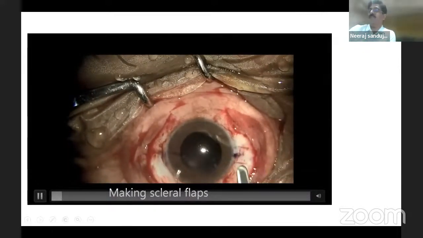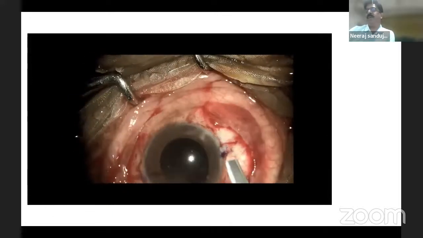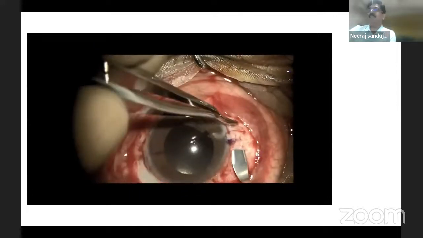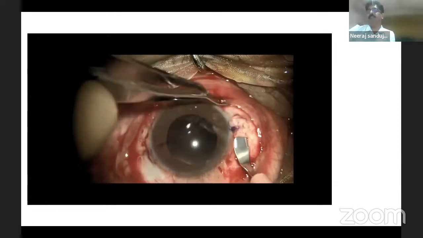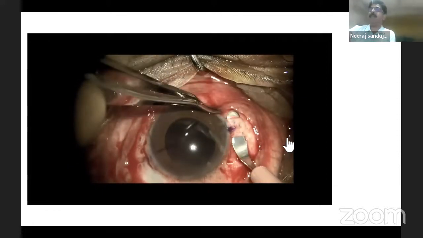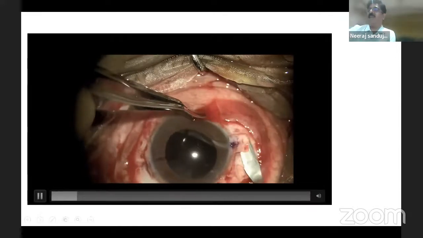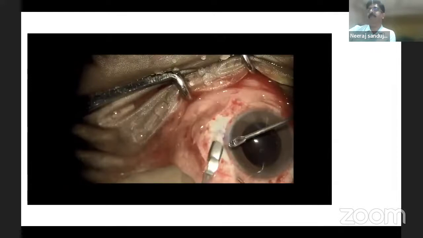You can see we are making scleral flaps 180 degrees apart in the horizontal meridian. The thickness of the flaps has to be done in such a way that it is 2/3 anterior and around 1/3 posterior thickness. It has to be done with a crescent blade. You can see that the scleral flaps have been made. Now on the opposite side, we are making the scleral flaps.